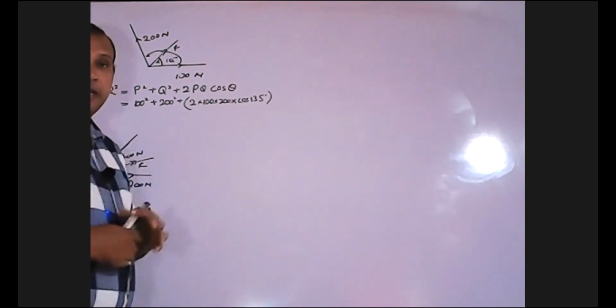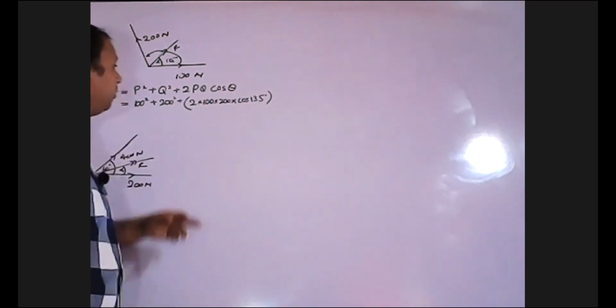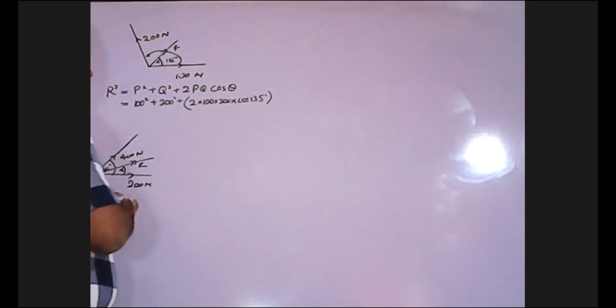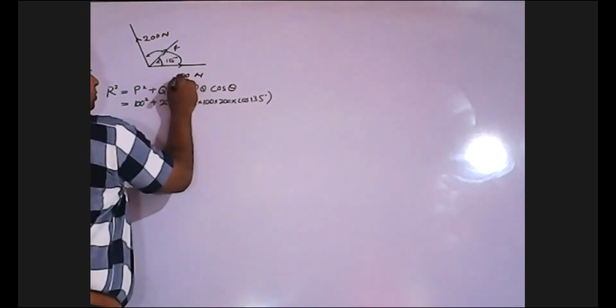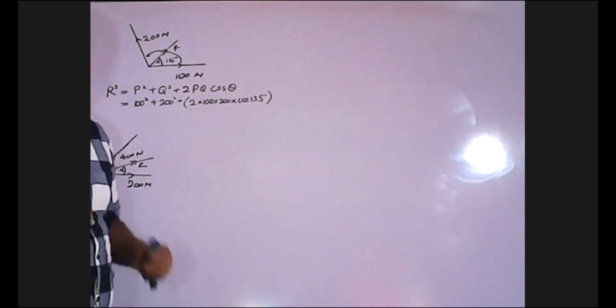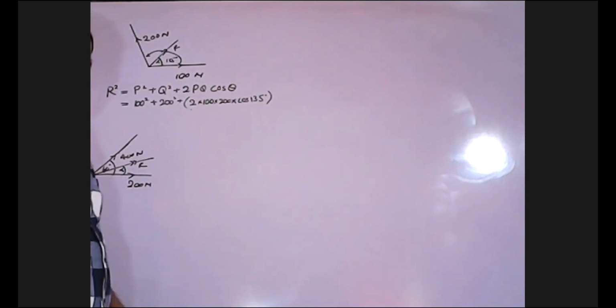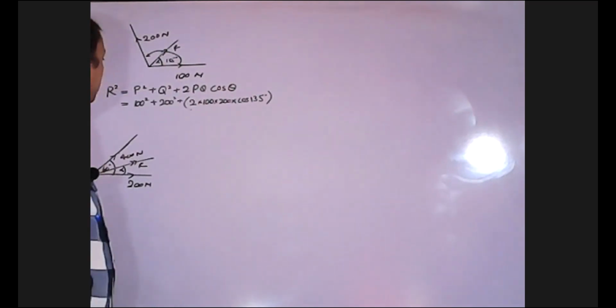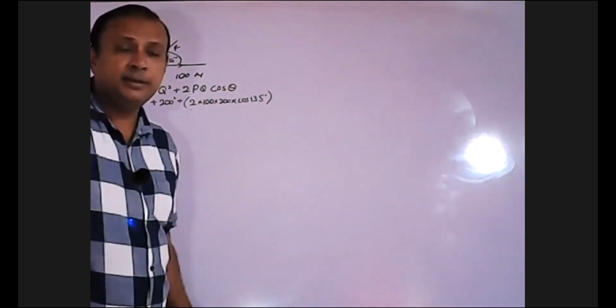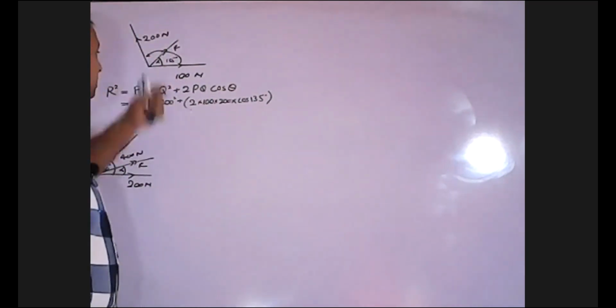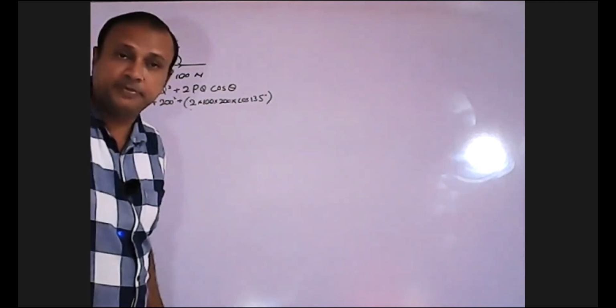Shall we check? Look at this. In question number 4, there are two forces. P is 100 Newton. Q is 200 Newton. The angle between them is 135. We are asked to find the resultant force and the angle between the resultant force and force P.